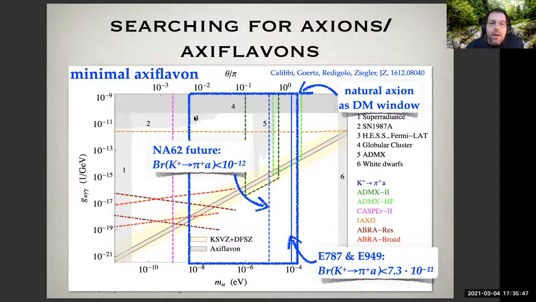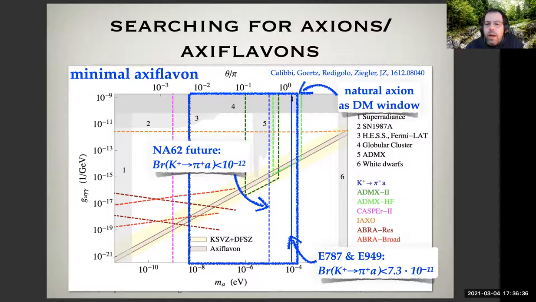The grayed out area are different constraints on the flavor diagonal couplings. And the brown band here is the axiflavon band, and this yellow band is a region of some KSVC, DFSZ models, so of some variation of the usual QCD axion models. The solid blue line is where the constraints on K to pi A were, now 4 years plus ago. And the dashed line was the predicted NA62. So the bound is slightly to the left now, presently.